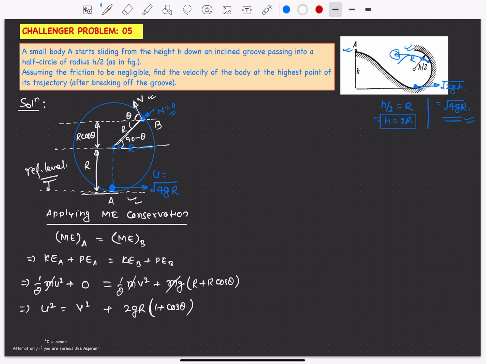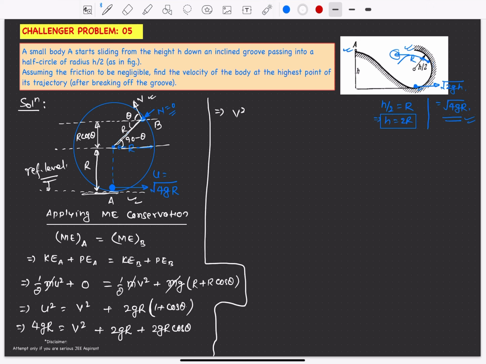u square is nothing but 4gr. So 4gr equals v square plus 2gr plus 2gr cos theta, right? It can be written as v square equals 2gr minus 2gr cos theta. At position B, the velocity is v and v square comes out to be 2gr minus 2gr cos theta, right?